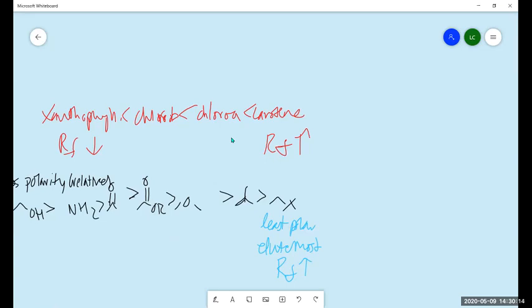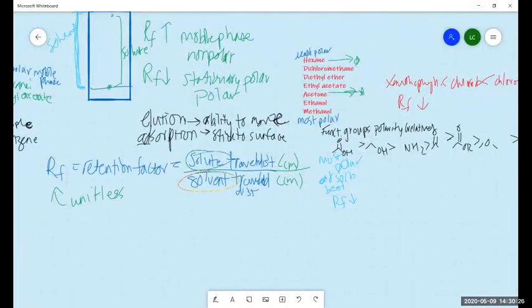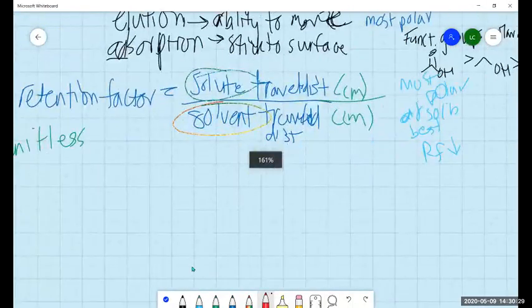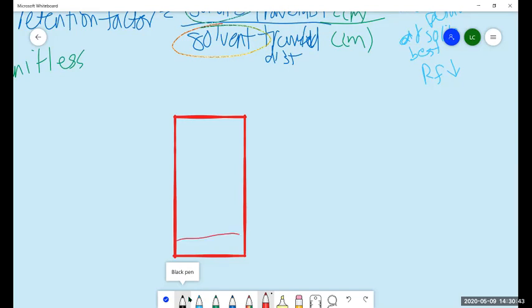And then you did a class TLC, and when you did the class TLC, you probably noticed this is another important trend to note. You were testing different mobile phase compositions of acetone to hexanes on the separation that you get. So let's say this is my TLC. What's going on is, let's say you had 100% acetone, 0% hexanes.